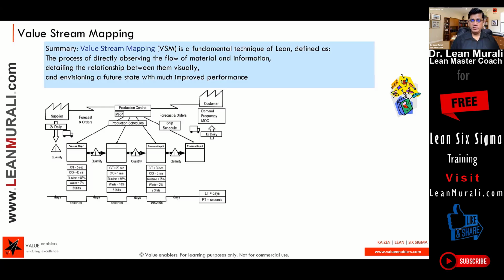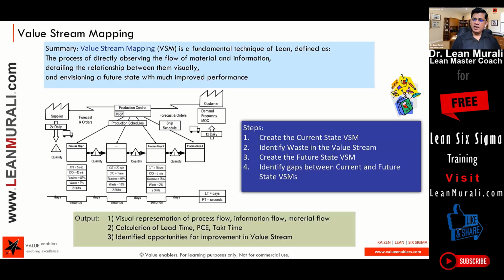IF, which is information flow, MF, which is material flow, and TL, which is the timeline. These are the three components of value stream. So we will see how to create this value stream, how to identify waste, how to do the future value stream, and how to identify the gaps.